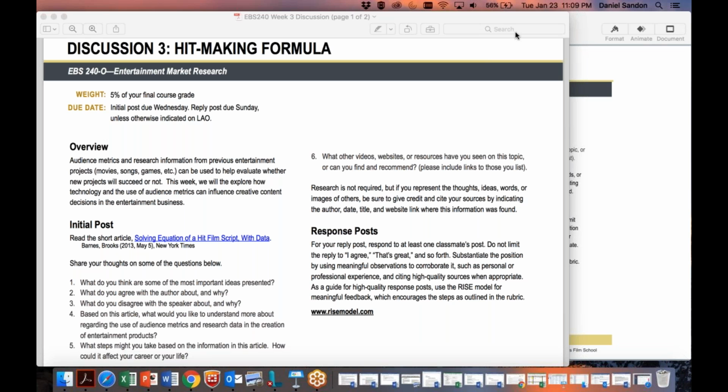And then there's a note here that says, research is not required, but if you do represent the thoughts, ideas, words, or images of others, be sure to give credit and cite your sources by indicating the author, date, title, and a website link where the information was found. All right, so that's your initial post. It's due by Wednesday night.